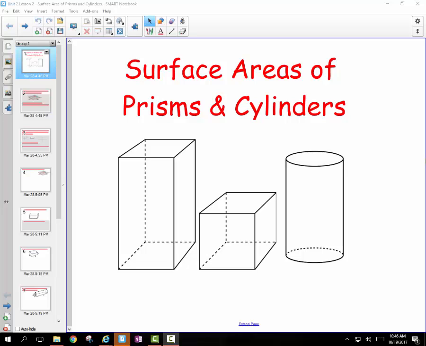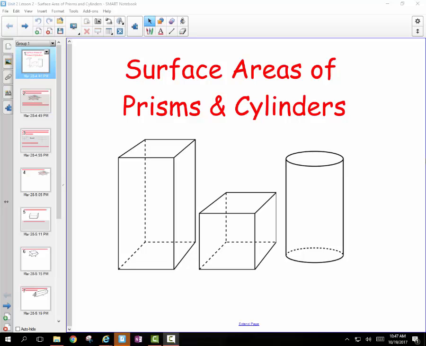So some things that you should notice as we move on to lesson 2 in unit 2, you should see some similar 3D solids here. Just like we talked about last week with volume of prisms and cylinders, we're still talking about prisms and cylinders. But notice we're going to learn a different concept today. Instead of talking about volume, we're going to talk about surface area, a pretty important concept for what we're doing in unit 2. So just remind yourself a couple things about prisms and cylinders.